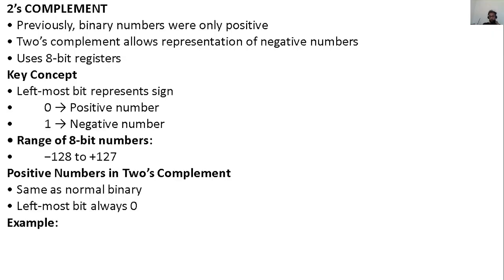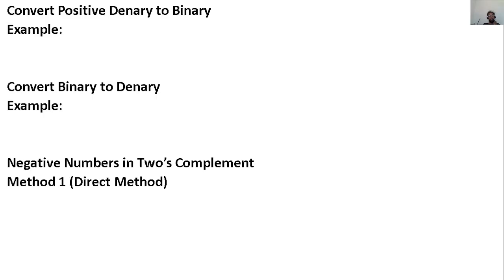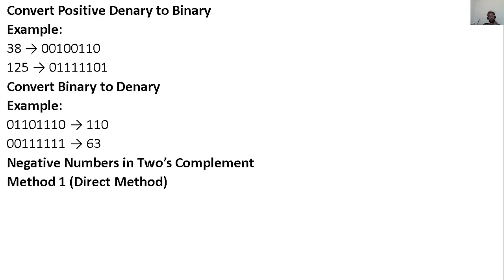Positive numbers in 2's complement. If we take the 2's complement of any negative number, that becomes our positive number. Same as normal binary, the leftmost bit will always be 0 for a positive 2's complement number. 19 is a positive number, 4 is a positive number. So convert positive denary to binary. We have another positive denary that is converted into binary. You know how to do that. You have seen it in the first 2 lectures. And convert binary to denary. This is how we convert binary to denary.